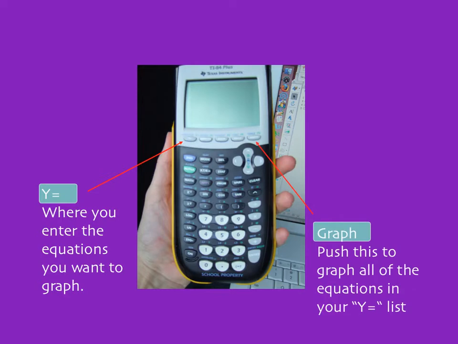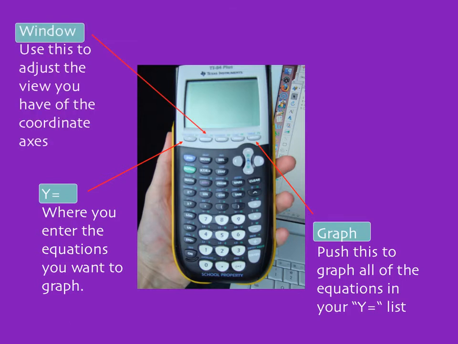Next, when you want to actually graph those equations, on the right-hand side of your calculator, you'll see a button that says Graph. You can enter multiple equations, and you can graph multiple equations at the same time. You'll see a button that says Window in that row, and we're going to use this to adjust the view that we have of the coordinate axes. So it's like we have a window onto a coordinate plane, and we'll use that button to adjust how big and where that window is.